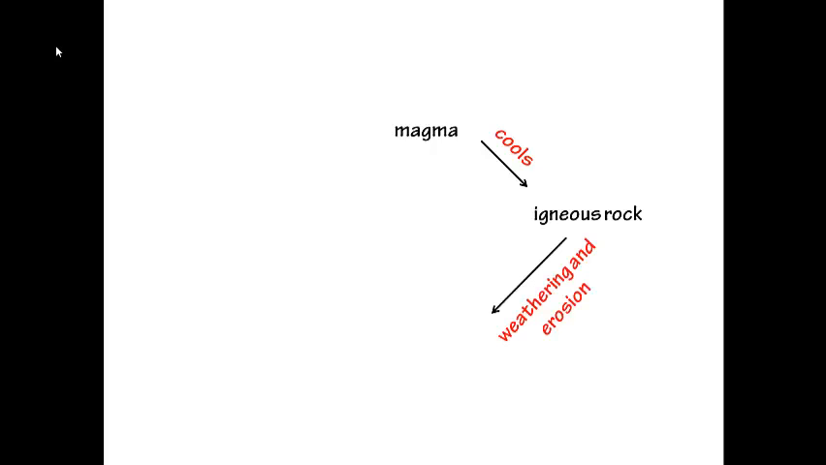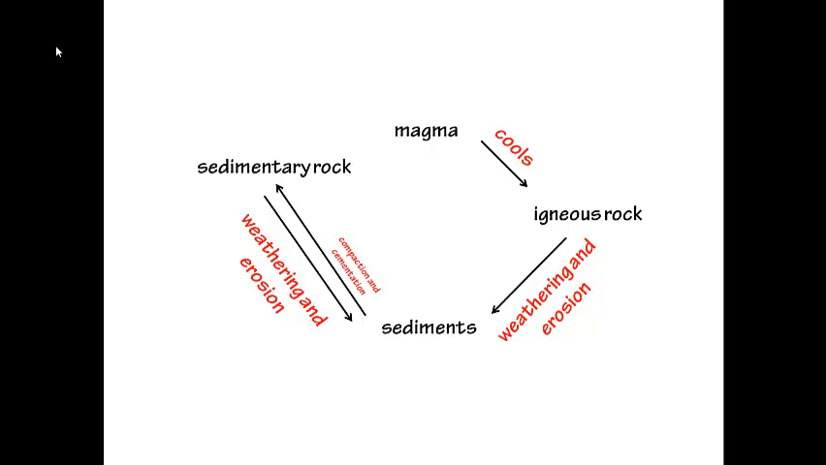Weathering and erosion then convert igneous rock into sediments. Sediments undergo compaction and cementation to form sedimentary rock. Sedimentary rock can be weathered and eroded as well to form more sediments. Sedimentary rock can also be exposed to heat and pressure and form metamorphic rock. Metamorphic rock can undergo weathering and erosion and form sediments as well.